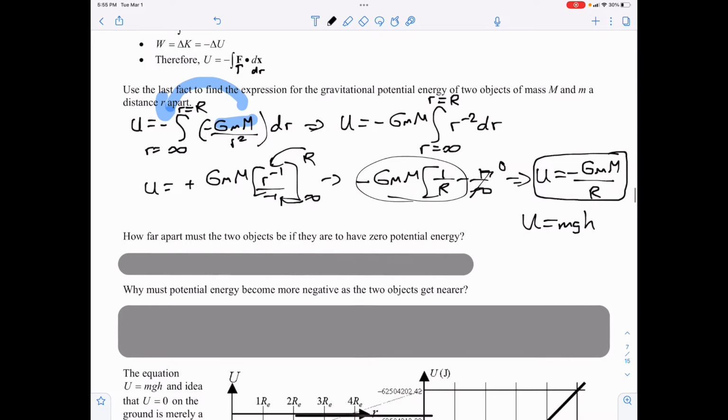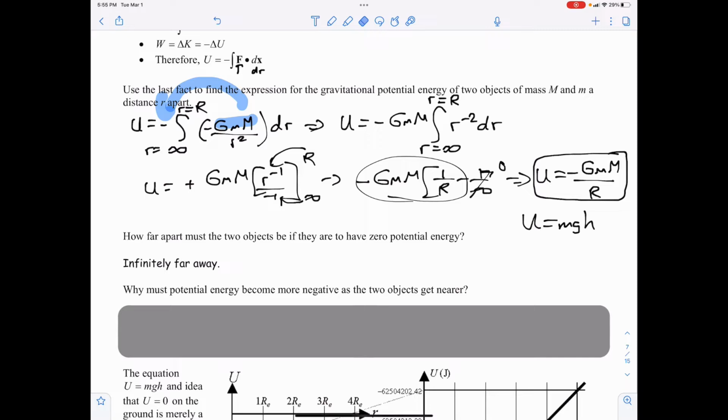How far must two objects be if they have zero potential energy? Well, infinitely far away. Infinitely far away, the potential energy goes to zero. So if r is infinity, the whole fraction essentially goes to zero.